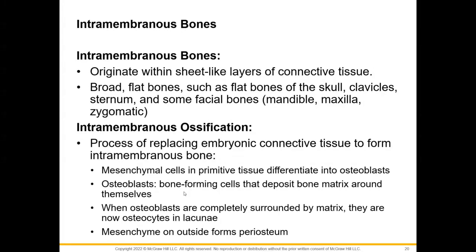We mentioned these earlier when we talked about regulation of calcium. Anything that ends in blast means it forms something. A clast, on the other hand, breaks down something. The bone-forming cells that deposit the bone matrix around themselves are the osteoblasts. When the osteoblasts are completely surrounded by the matrix, they are now osteocytes in the lacunae, so they're the operating cells. Mesenchyme on the outside will form the periosteum.